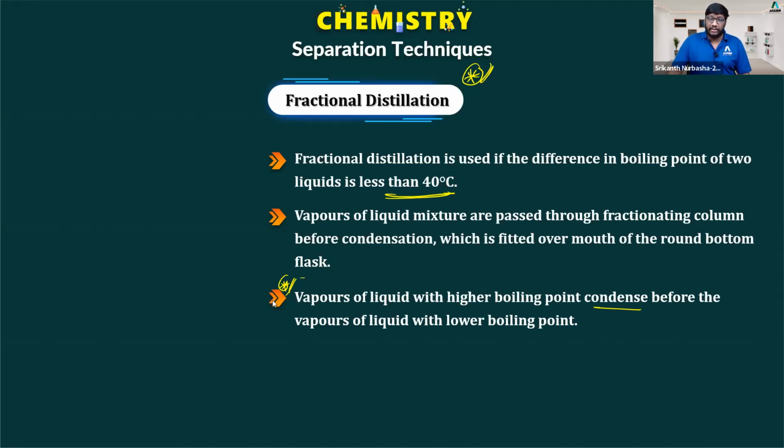Earlier we have understood, right? In simple distillation, whichever component has the lower boiling point will go to the vapor state. You separate out that vapor and condense it back, and you get the liquid. But how can you collect the vapors of a liquid with a high boiling point? They are going to condense before the vapors of the liquid with a low boiling point. To understand that, let us look at crude oil separation.